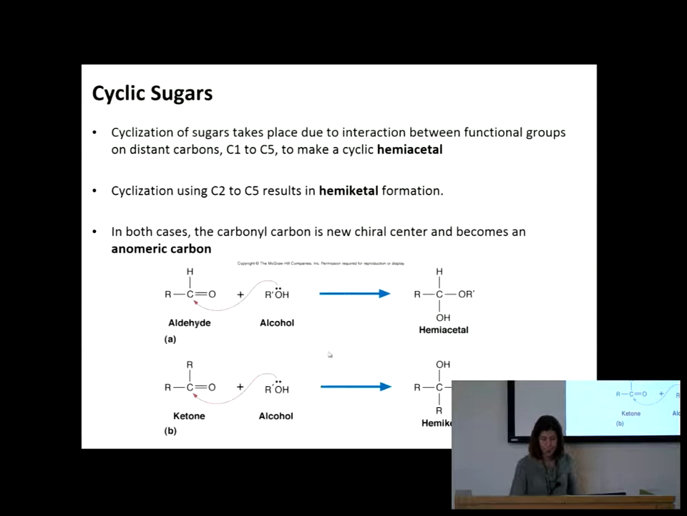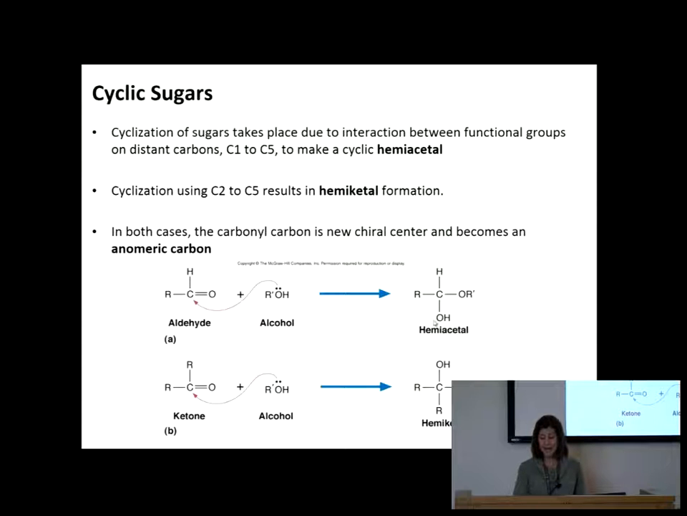Now, once we have done this attack, it's no longer a double bond oxygen, and we have this cyclic ring now. The carbon that used to be the carbonyl now becomes what we call an anomeric carbon. Really important. The carbon that used to be the carbonyl now becomes an anomeric carbon. So it's either going to be carbon number 1 or carbon number 2 in our structures. And that is going to be an anomeric carbon.